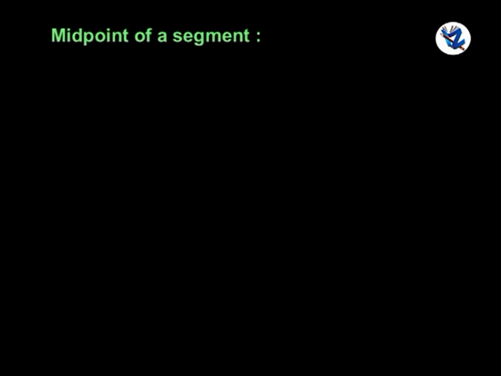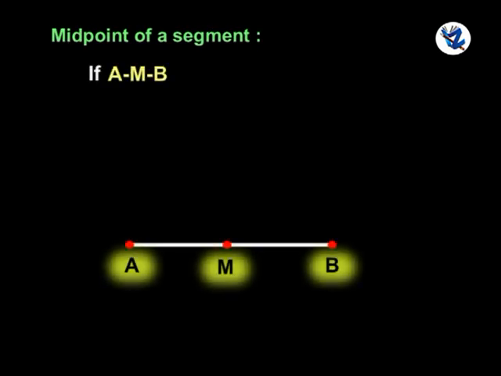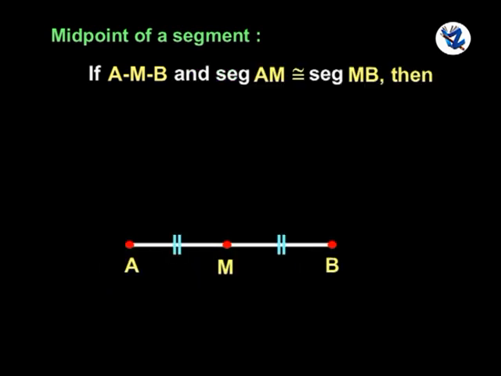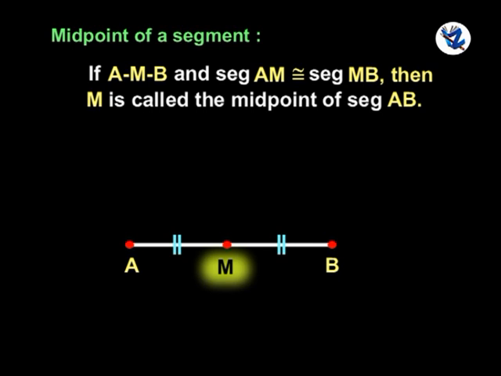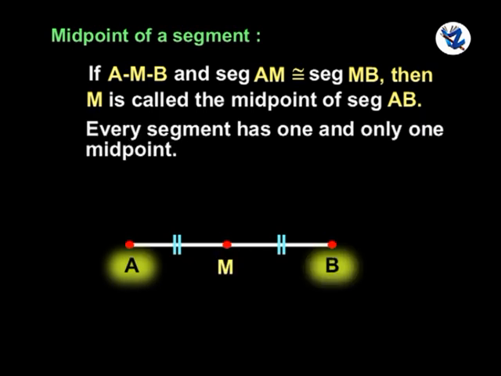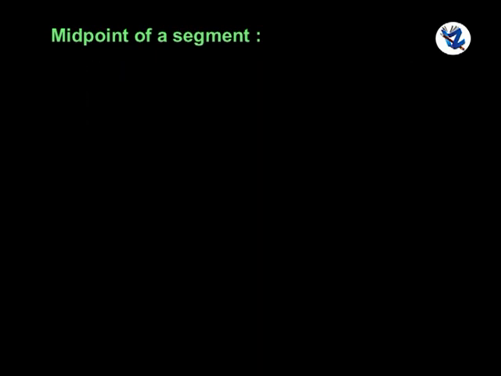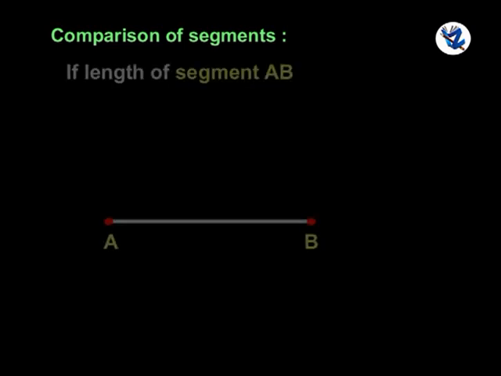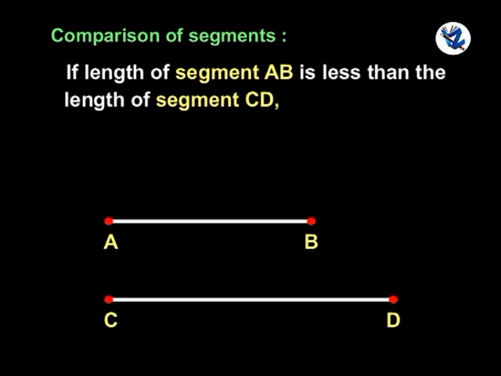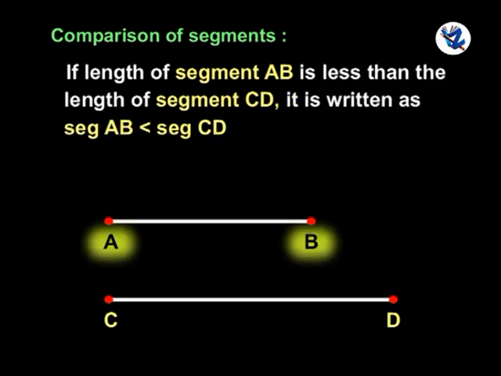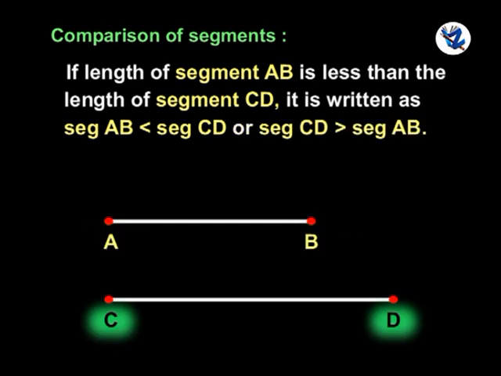Then midpoint of a segment. If A-M-B and seg AM is congruent to seg MB, then M is called the midpoint of seg AB. Remember, every segment has one and only one midpoint. Then comparison of segments. If the length of seg AB is less than the length of seg CD, it is written as seg AB less than seg CD or seg CD greater than seg AB.